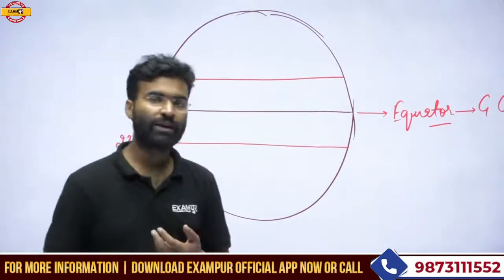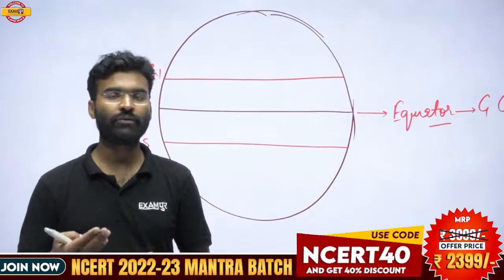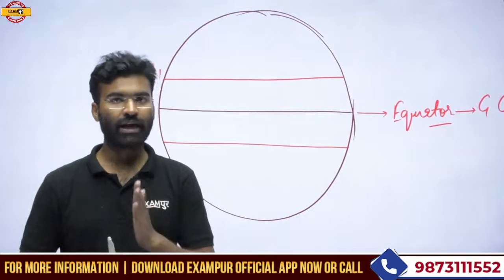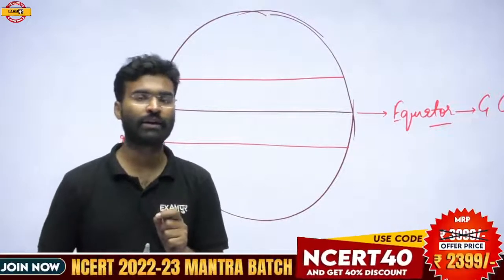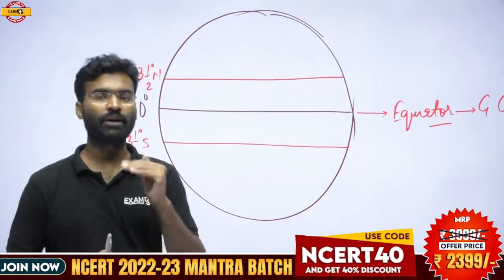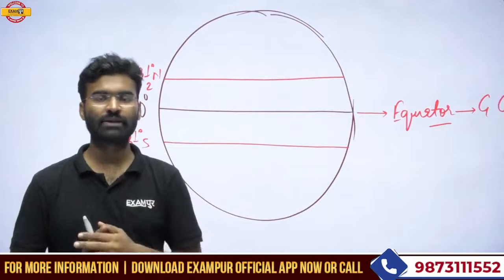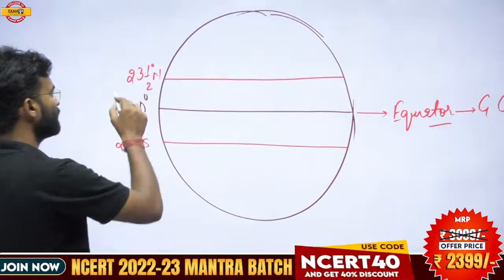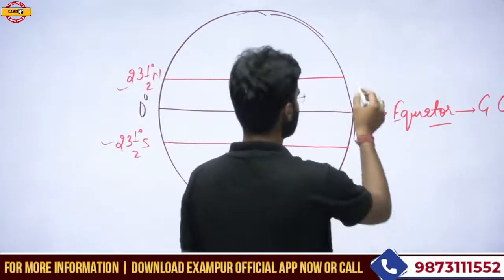If anybody asks you why we consider the Tropic of Cancer at 23.5 degrees, why not 24 degrees or 23 degrees, the answer is that 23.5 is considered the Tropic of Cancer and Tropic of Capricorn due to the tilt of the Earth, because the Earth is tilted 23.5 degrees. If the Earth were tilted by 40 degrees, then the variation of the vertical sun rays would be from 40 degrees north to 40 degrees south. Here the sun rays fall vertically from 23.5 north to 23.5 south, and this is the outermost latitude, and that is why we consider this latitude.